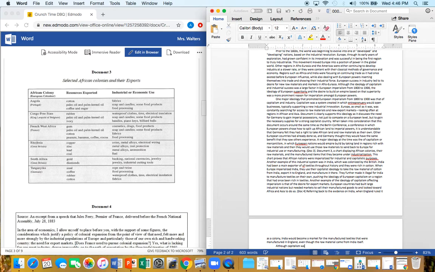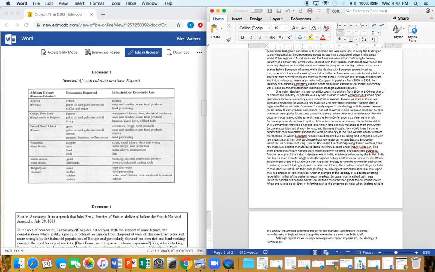Although capitalism was a major ideology in European imperialism, the ideology of European superiority had a more prominent role behind the time period. Document 2.